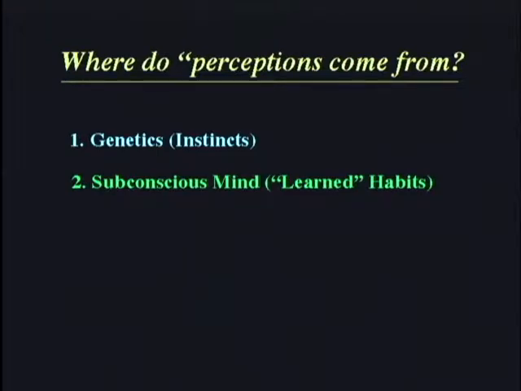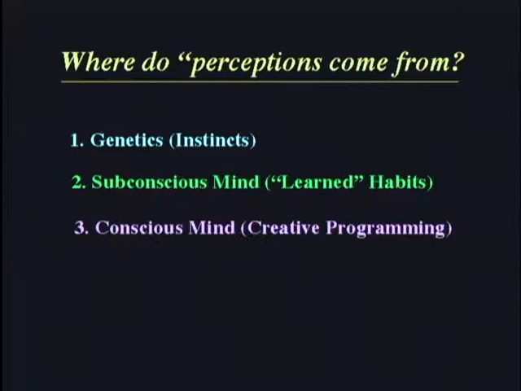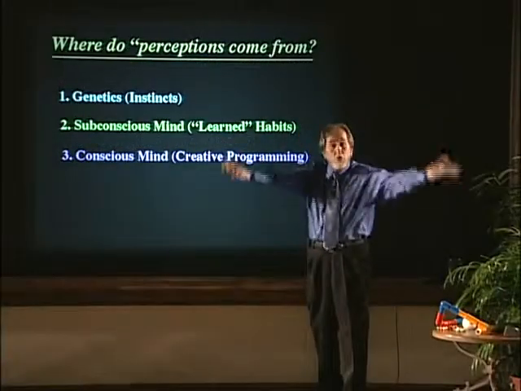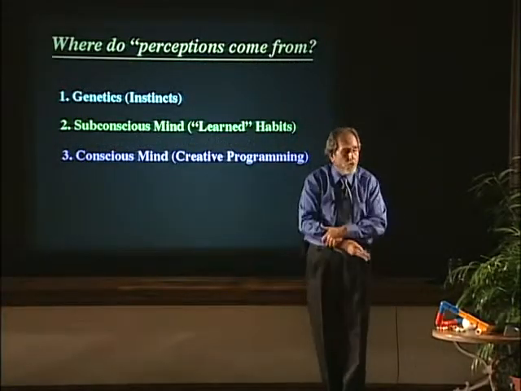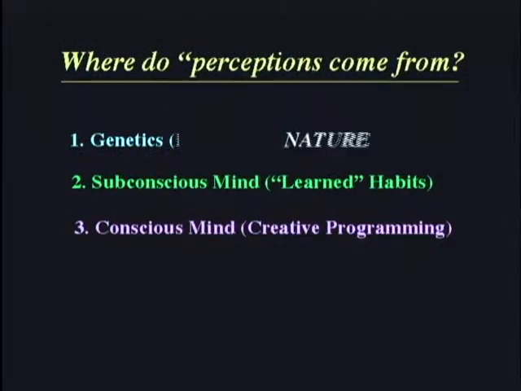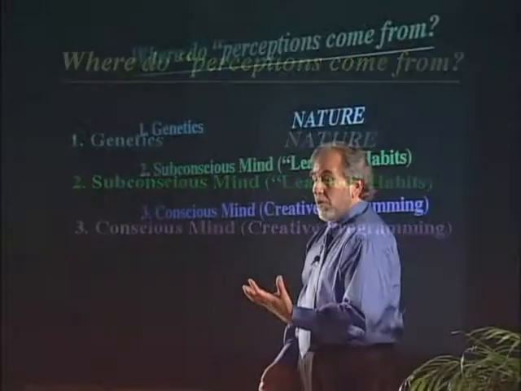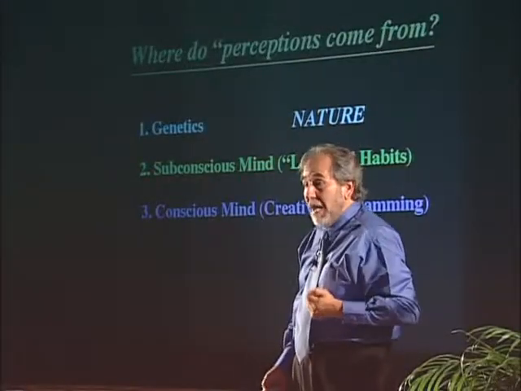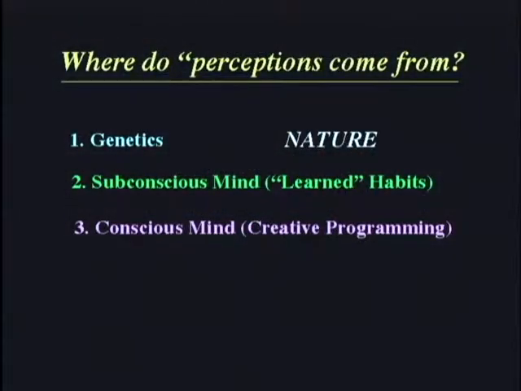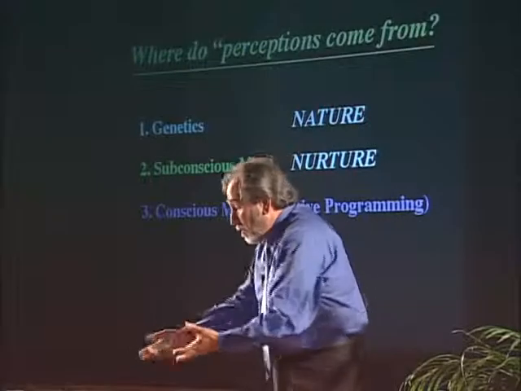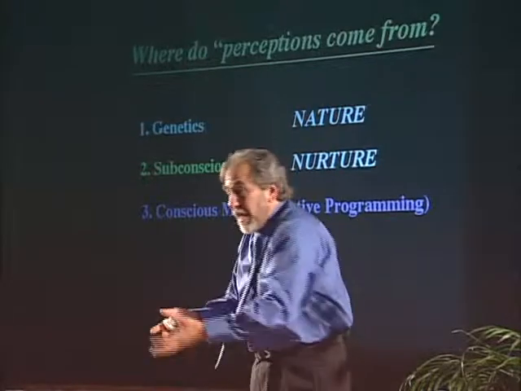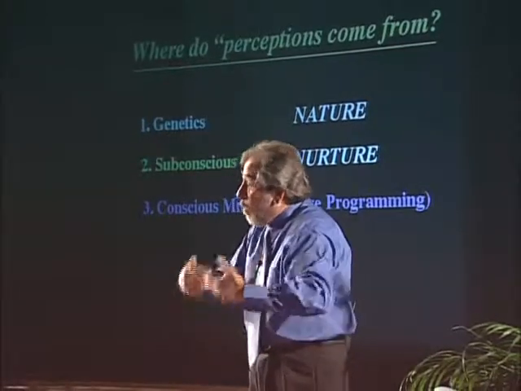And the third level of perception is the conscious mind, which is creative, which is different than the subconscious mind, which is just learned habits. The conscious mind can create new ones. So the conscious mind is really important. So what does all this represent? Genetics are nature. You get that in your nature. I have in my nature the ability to pull my hand out of the fire. Okay? My subconscious learned habits, that's nurture. When you're nurtured, that's when you learn how to engage in the appropriate behaviors from experience. So that wasn't in the genes.